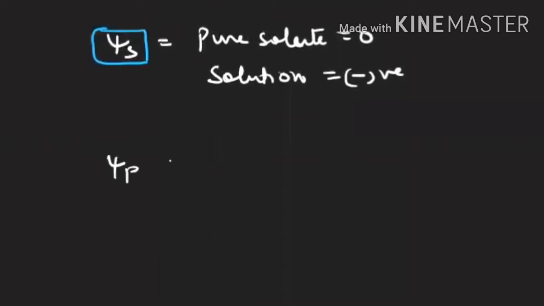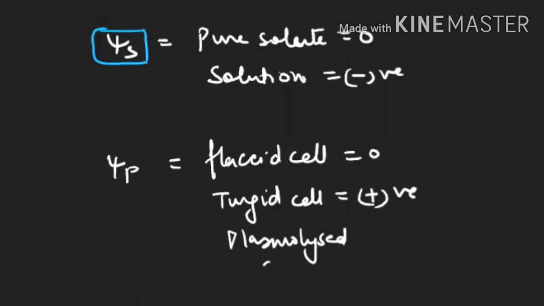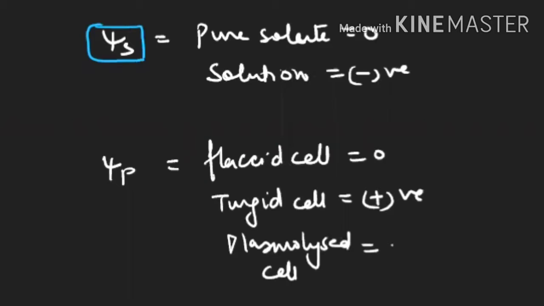Value of the pressure potential. For a flaccid cell, it is 0. For the flaccid cell, the value is 0. In case of the turgid cell, the value is coming positive, and it is negative for plasmolysed cell. Clear? It is negative for plasmolysed cell. Please remember.